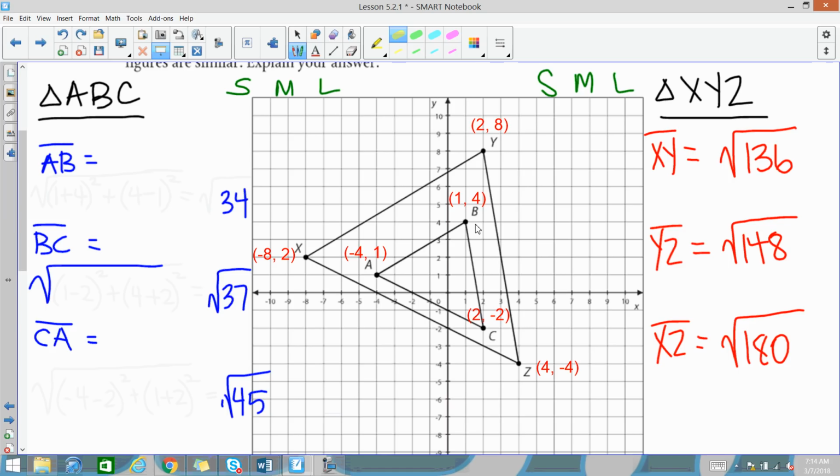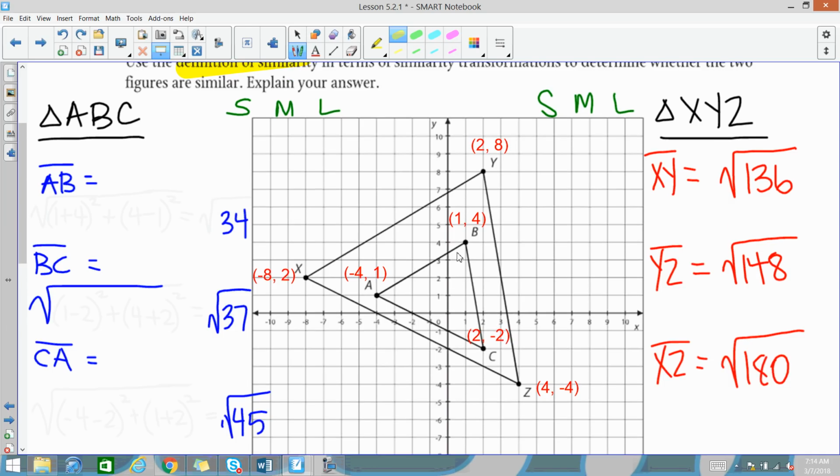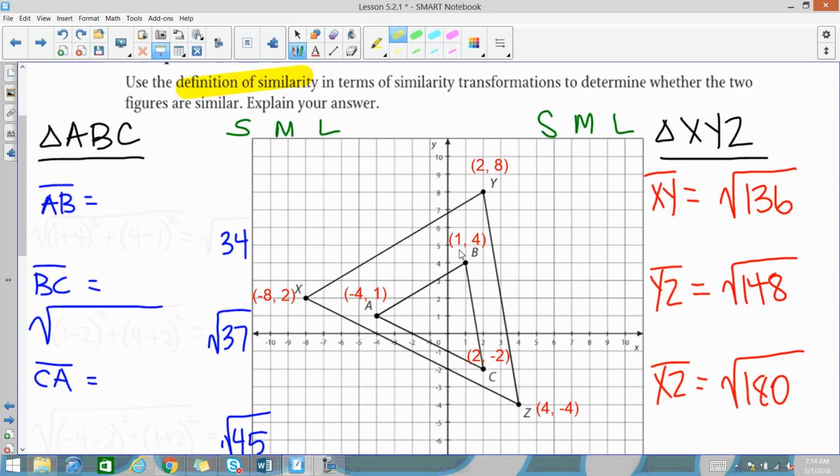Well, we're not going to look at their coordinates. We're not going to do the coordinate thing where, oh, it has a scale factor of 2, blah, blah, blah. What we're going to do is look at their side lengths. Length is important in similarity. You have to know their length.